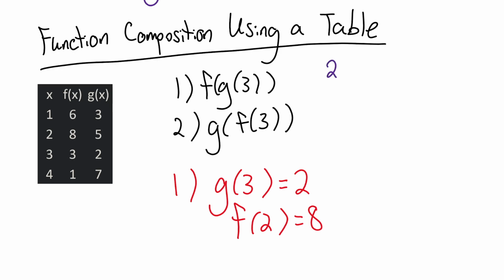Okay, so now number 2, g of f of 3. We first need to find f of 3. So we'll go over here, we'll say, okay, f at 3 is equal to 3, right? So when x is 3, f of 3 is also 3. And then we're finding g of 3, which we just found in the last one to be 2.